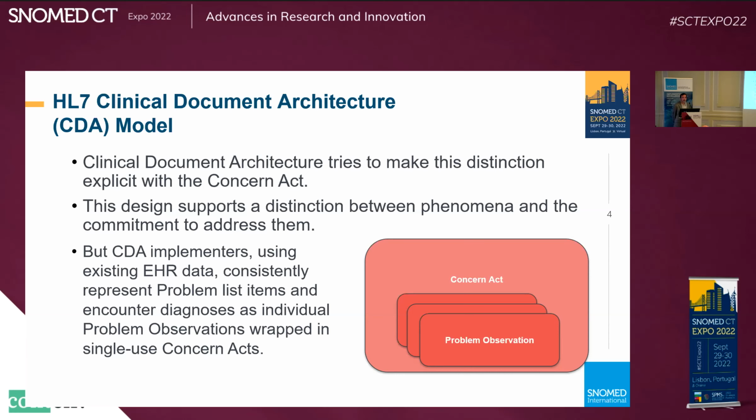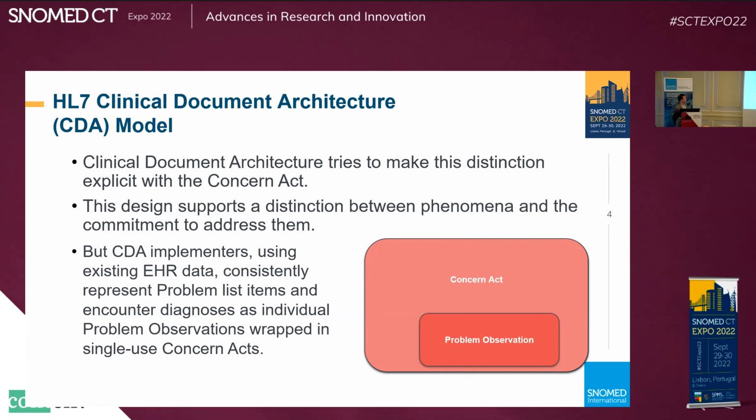Because EHRs don't do this, what we find in the actual representations of concerns in CDA documents is that you get a concern act with a problem observation inside it. The concern act doesn't do anything except flag, this is a concern, not just an observation.